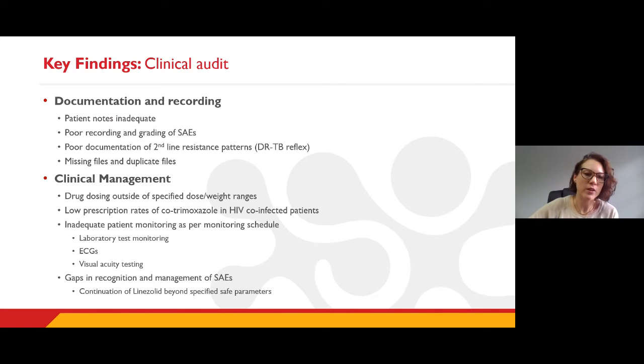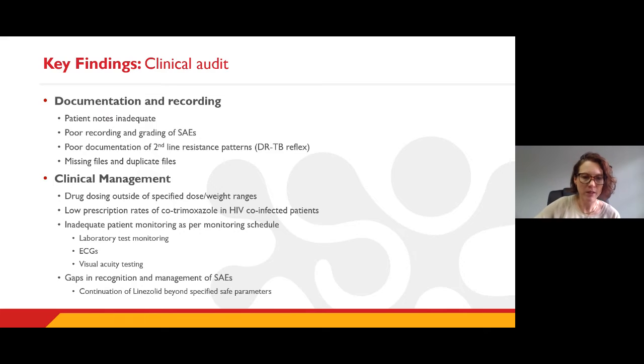Looking at the key findings from the clinical audit, a lot of the reviewers noted that the patient notes were inadequate, usually the clinician notes and the progress notes, and that there was poor recording and grading of SAEs. Particularly, there was also poor documentation of second-line resistance patterns, and we did find facilities with quite a lot of missing files as well.